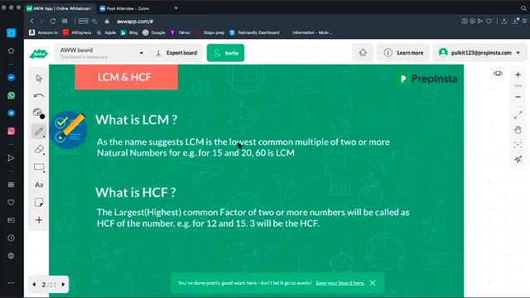Same with HCF. So what is HCF? The largest common factor of two or more numbers will be called as the HCF of the number, right? I do not think I need an explanation over here, right? May I move on to the next slide, guys? Yes, now.